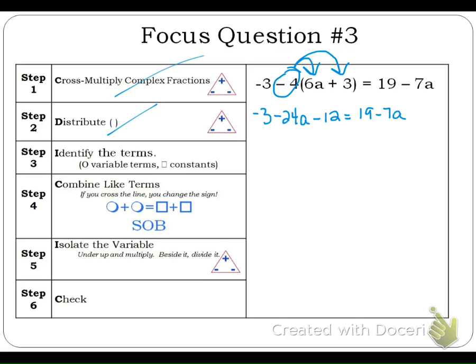Now I need to identify. Negative 3 is a constant. You have a variable term, a constant, and a variable term.